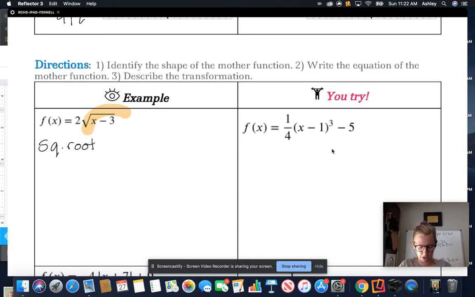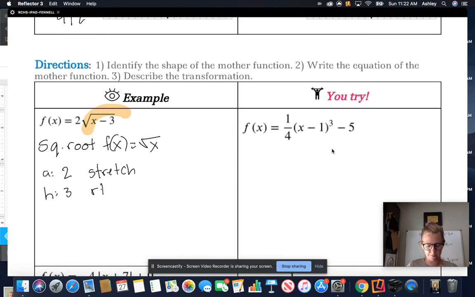Okay, the mother function equation would be f of x equals the square root of x, the most basic version of the function. So f of x equals the square root of x is going to be our mother function there. And then let's identify a, h, and k. So a in this case is 2. It's going to stretch my function. Every output will double. H is going to be +3, so we're going to go right 3 units. And k in this case is 0, so no shift up or down. Okay, we didn't go up or down at all.